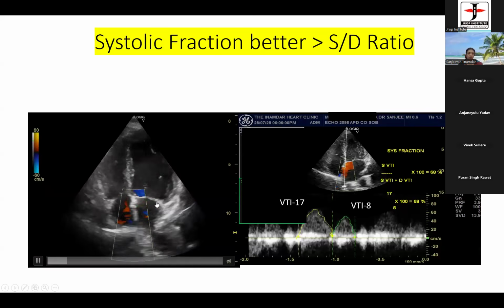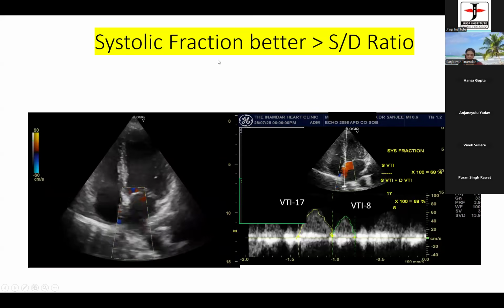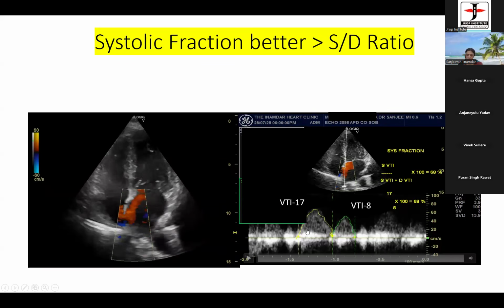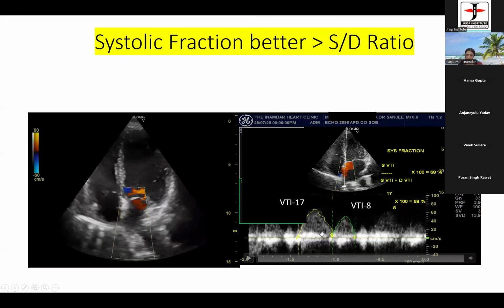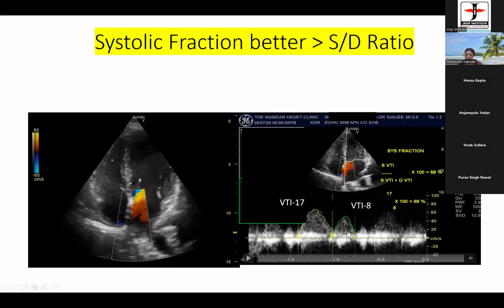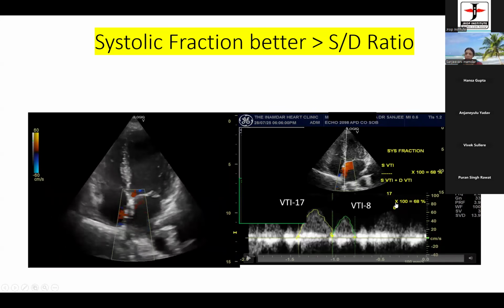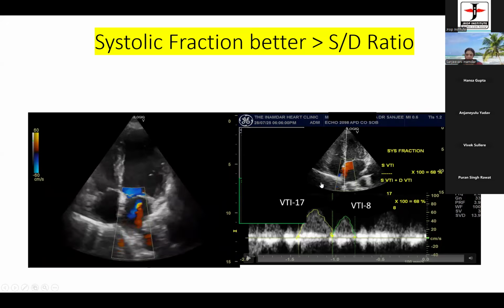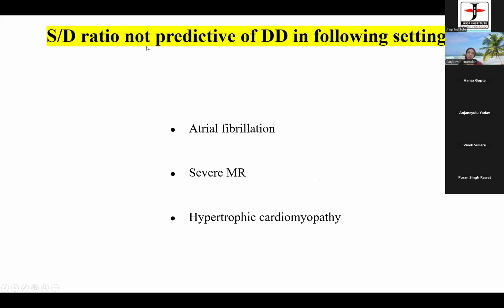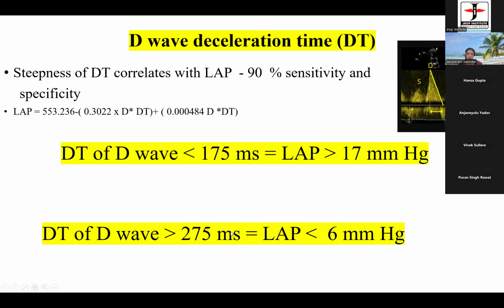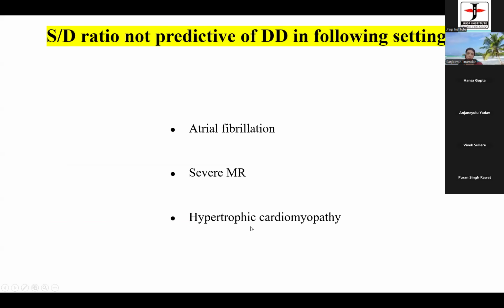This is the intro. So this is what I have just shown over here, how the VTI of S and VTI of D are measured. Here I have measured them, and it is 68, so LAP is normal in this patient. But this S/D ratio is not at all useful in atrial fibrillation, severe MR, and hypertrophic cardiomyopathy. This is very important, because many times in hypertrophic cardiomyopathy, it may be normal. So here we have to do AAR duration or APV and AMV duration.